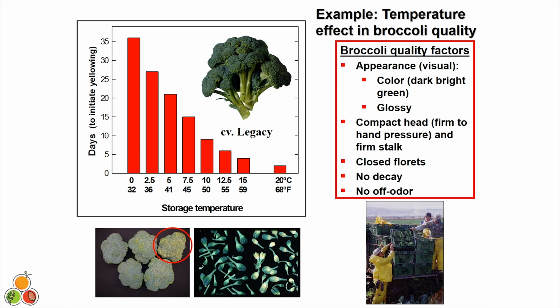I'm sure Marita is going to love this example because it's a lot of her slides as well, but this just reiterates the importance of the appropriate temperature management. So let's look at the extremes here in the y-axis. It's the days for initial yellowing. Yellowing, of course, is a quality concern in broccoli. If the broccoli is held at around 0 degrees Celsius, 32 degrees Fahrenheit, it takes up to probably more than 35 days for that yellowing to appear.